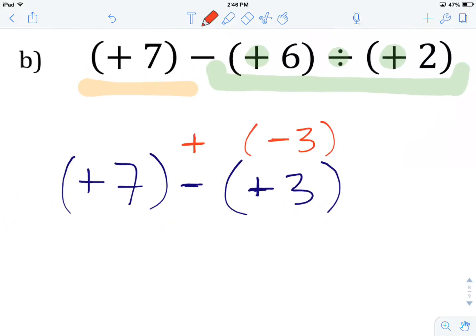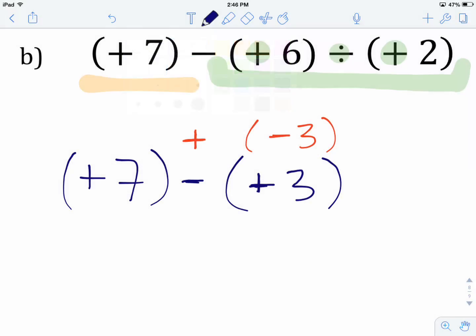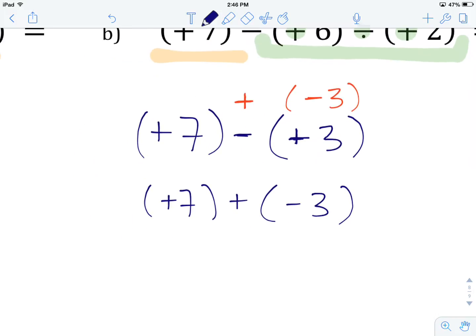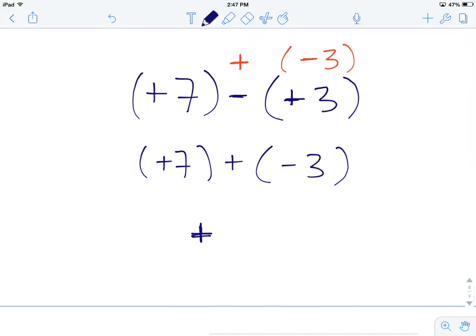Now I'm going to take the time, as I said before, to rewrite this just for the sake of clarity. So I have plus 7 plus negative 3. This looks like something I can combine. Again, I have two integers, different signs here. So which of these two integers is the largest integer? It's going to be positive 7, which tells me my answer will be positive. And the difference between 7 and 3 is 4. So our answer is going to be positive 4.